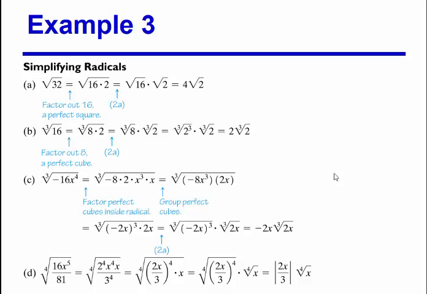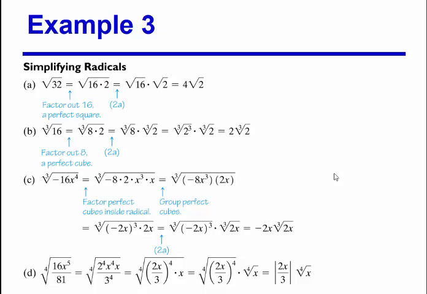For b, we have the cube root of 16. We're going to find a perfect cube. So 8 is a perfect cube. So it becomes the cube root of 8 times the cube root of 2. And then, of course, the cube root of 8 is equal to the cube root of 2 to the third power, which is 2 times the cube root of 2.